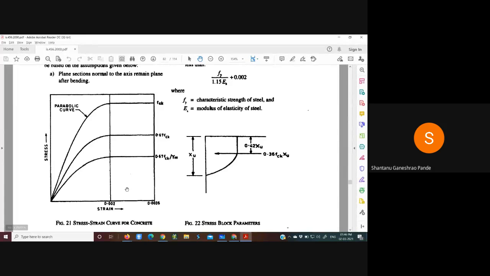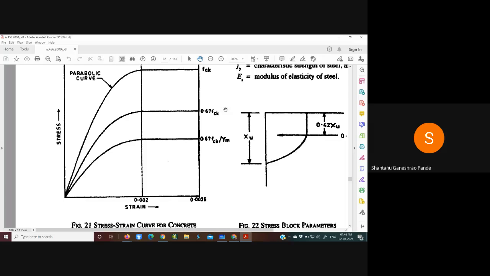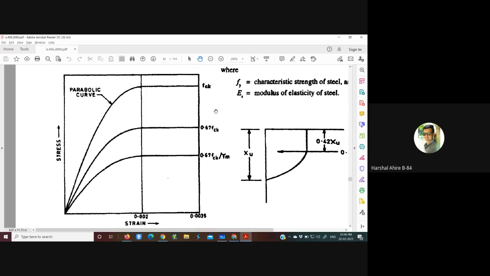Now, if you see here, this is a typical stress strain curve for concrete. Can you see this diagram? Yes, sir. Whatever is mentioned in the second assumption, the maximum strain developed in the outermost compression fiber is taken as 0.0035. It is mentioned here.